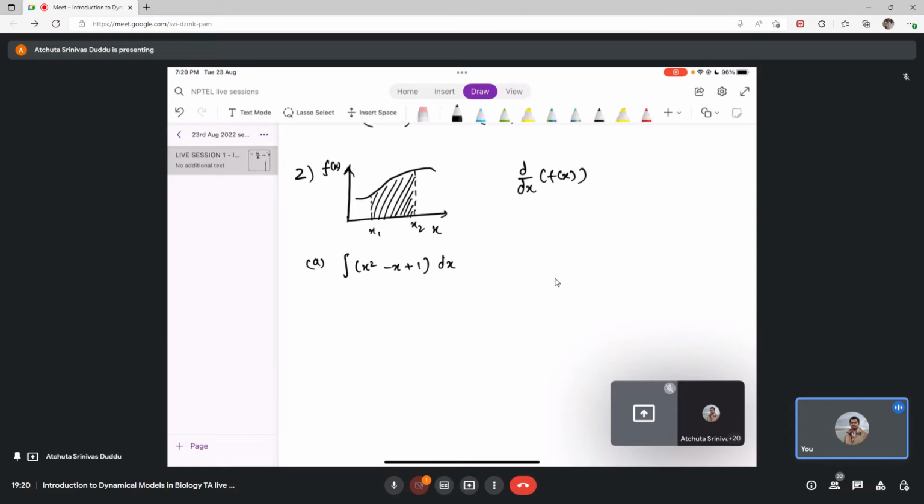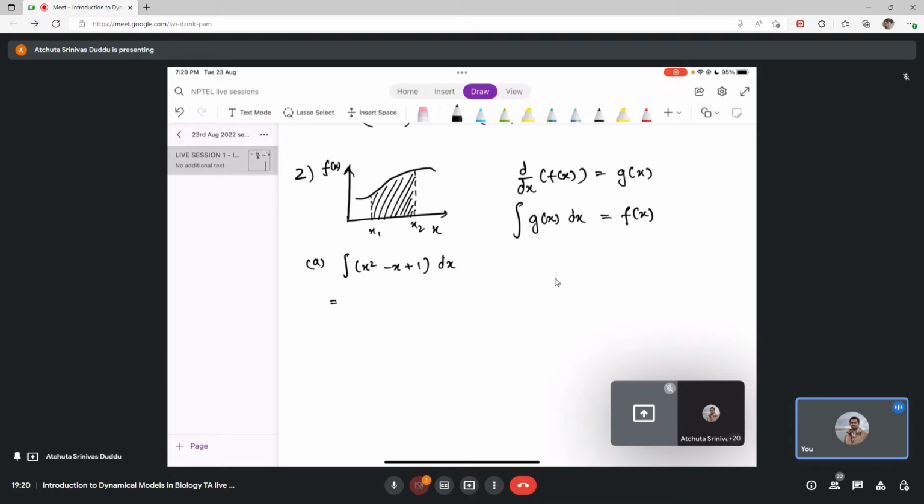Now if I take the integration of this with respect to x, if I take this as some new g of x function and then I do the integral of g of x dx, what I would get is f of x. So this is a relation between integration and differentiation. So here for the first bit we have the integral of x square minus x plus 1. Again, as in the previous case, we can break it down into three separate integrals.